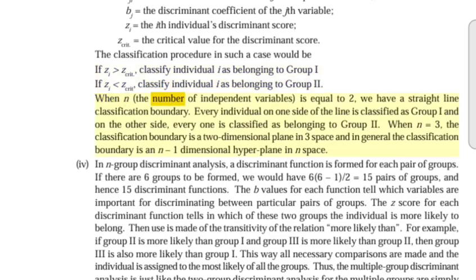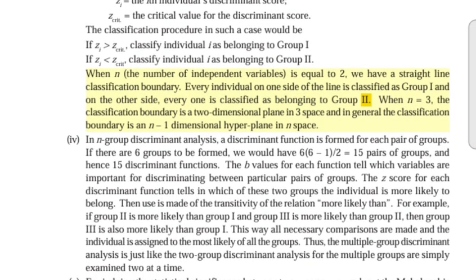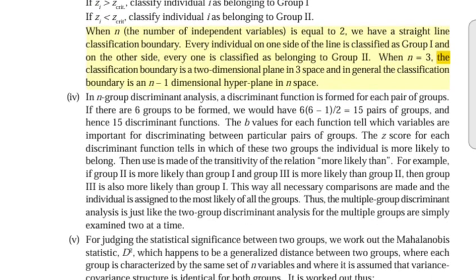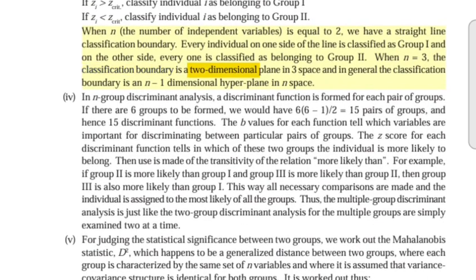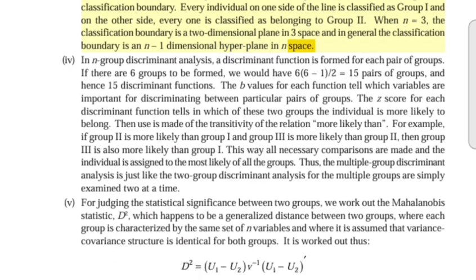When n, the number of independent variables, is equal to 2, we have a straight line classification boundary. Every individual on one side of the line is classified as group 1, and on the other side, every one is classified as belonging to group 2. When n equals 3, the classification boundary is a two-dimensional plane in 3-space, and in general the classification boundary is an n minus one dimensional hyperplane in n-space.